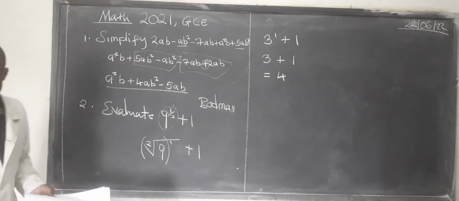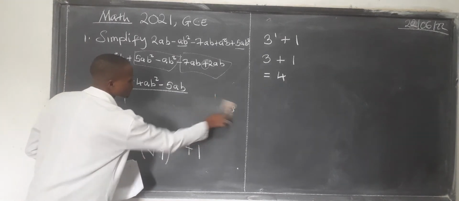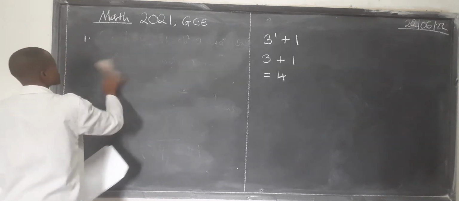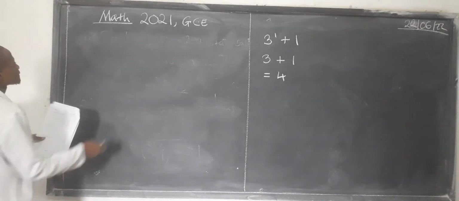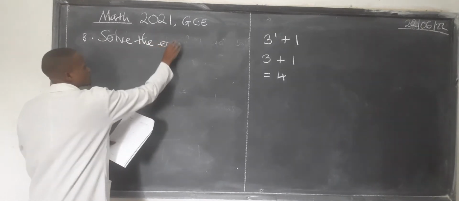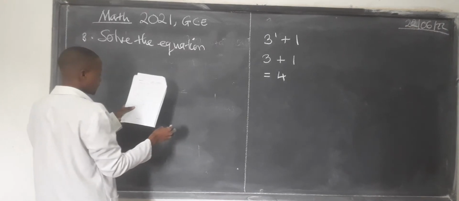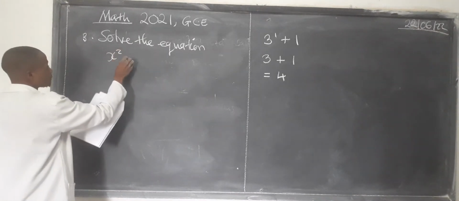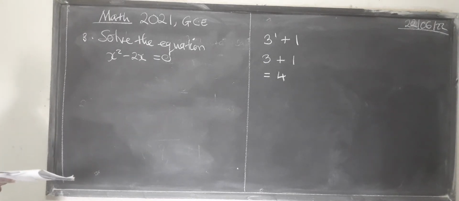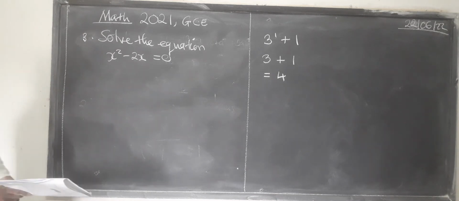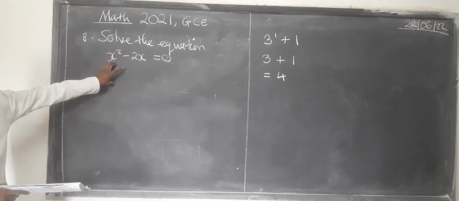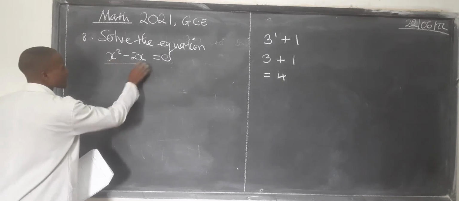Question 3. Okay, question 3 from this paper is: solve the equation x squared minus 2x is equal to 0. There are different methods of solving algebraic equations. In this case, specifically a quadratic equation, you can solve using the factorization method, using the difference of two squares, or the quadratic formula. But specifically on this question, you can solve this using the factorization method, where you have to find the common factor of the expression there.